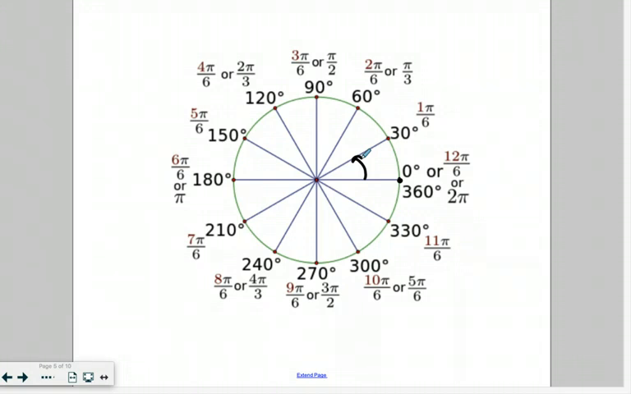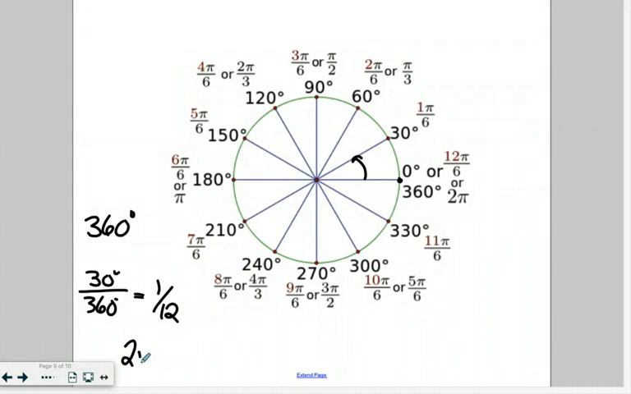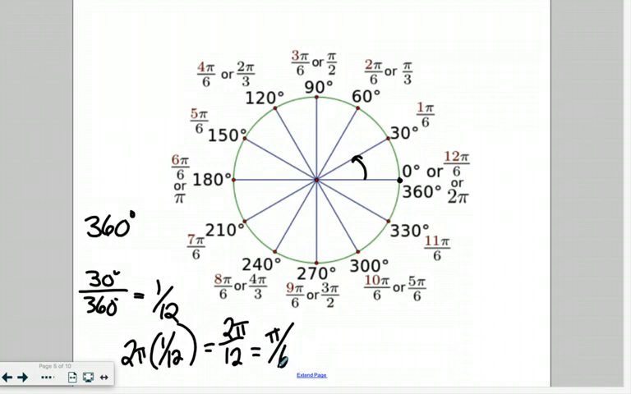So remember we talked about the fact that the circle has 360 degrees, right? 30 degrees is what fraction of 360? Right, so 30 over 360 is what? If we reduce it, how many times does 30 go into 360? It goes in 12 times, so it's like 1/12. Okay? Now remember we said that 360 degrees was also the same as 2 pi, right? So what we can do is say, okay, well, what's 1/12 of 2 pi? Right? So 2 pi times 1/12 ends up being 2 pi over 12, which reduces to pi over 6.